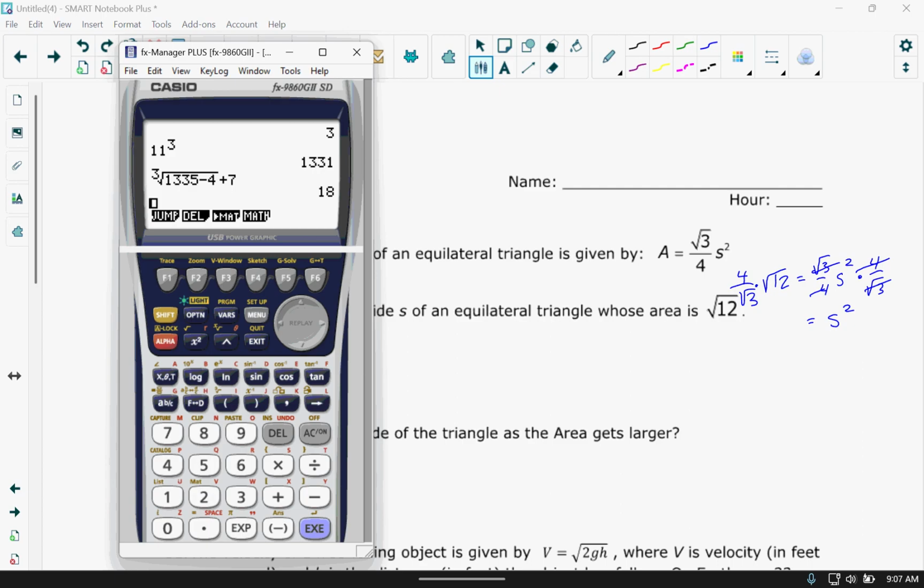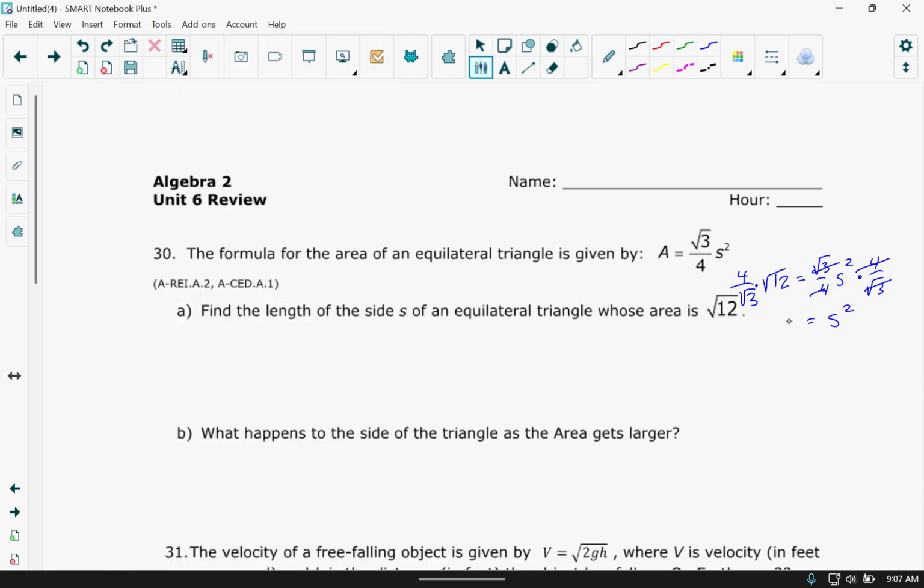So 4 over the square root of 3, and I want to times that with the square root of 12. And it tells me that the answer is 8. So then what I want to do, to get the s by itself, is I need to square root it.